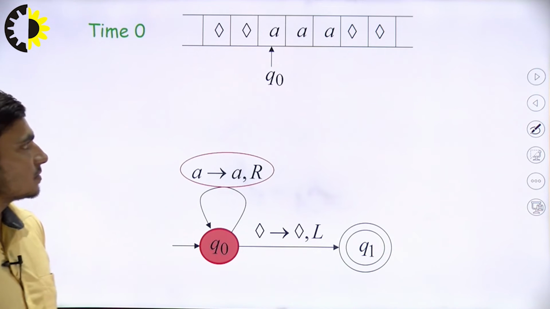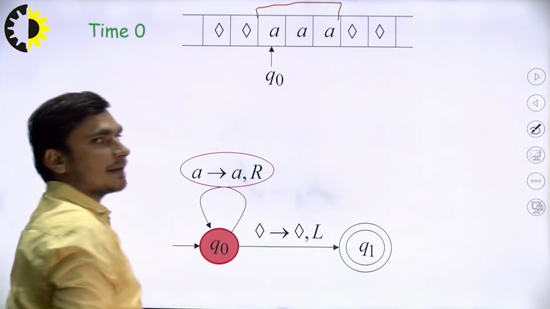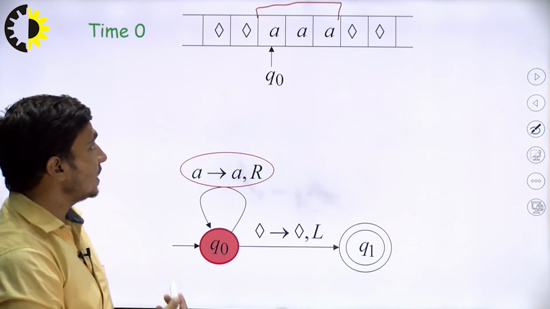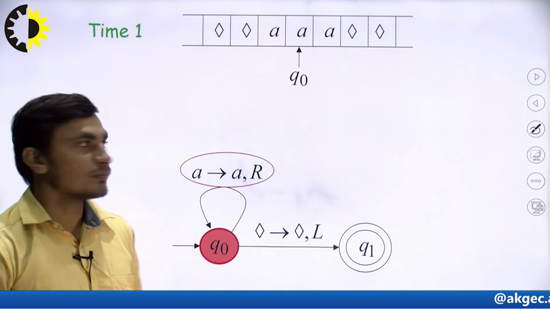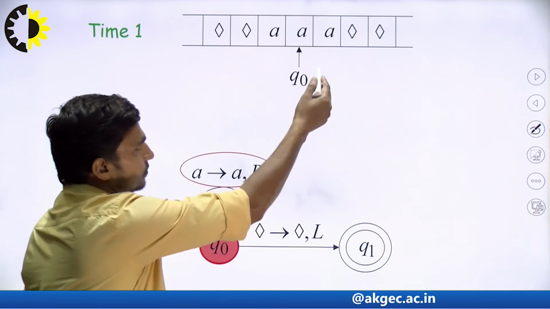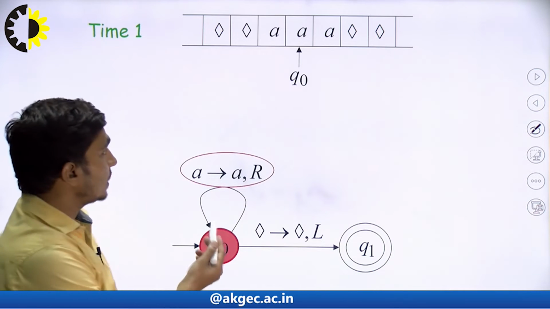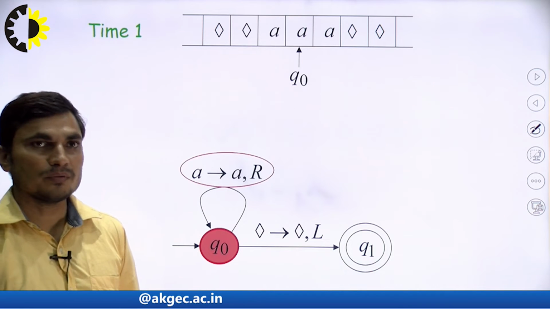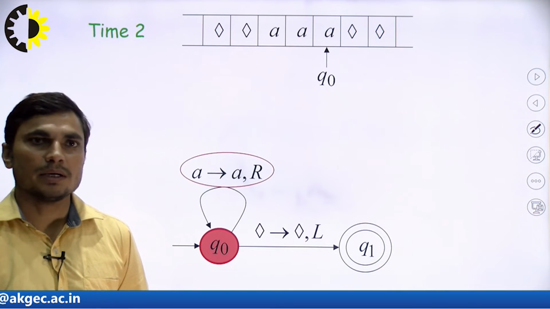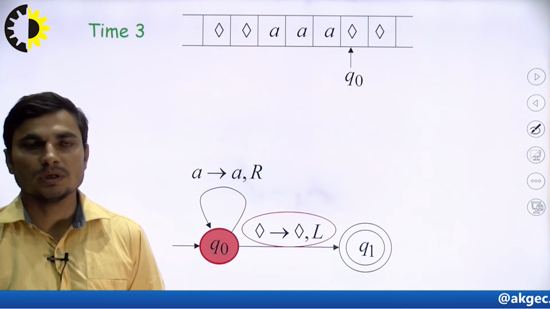Now just take this example. Here we have an input string that has three symbols, that is A, and initially we are at state Q0. After reading A the first time, we will write A at the place of A, and the read write head will move towards the right side. At the second transition, again it will read A and write A and move right. And at this position, again it will read A and write A and move towards the right side.